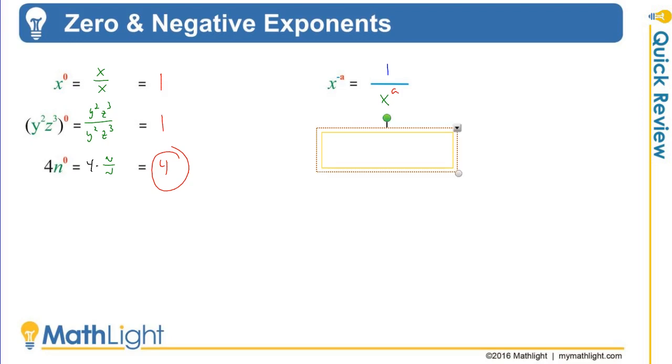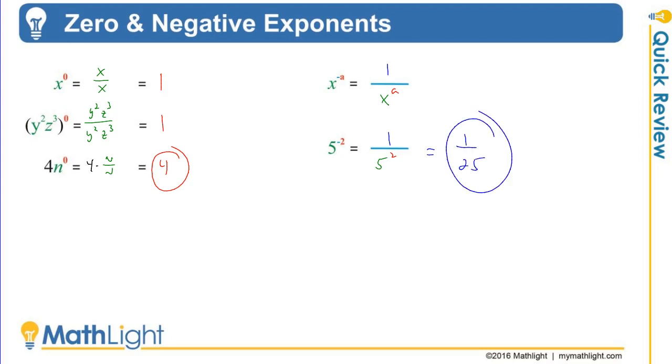So let's apply that. How about a problem like this? 5 to the negative 2. Well again, we know that that's 1 over the base with the opposite sign, or base squared, and we could further simplify this into 1/25. All right, so that's the concept of a zero exponent and negative exponents.